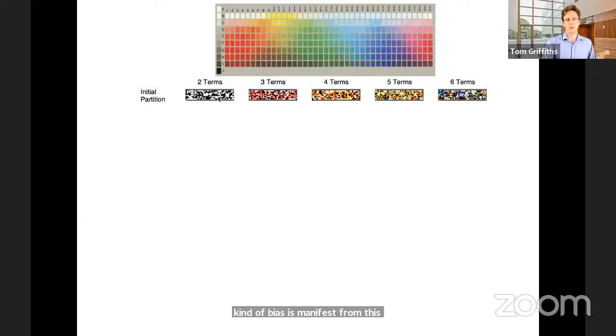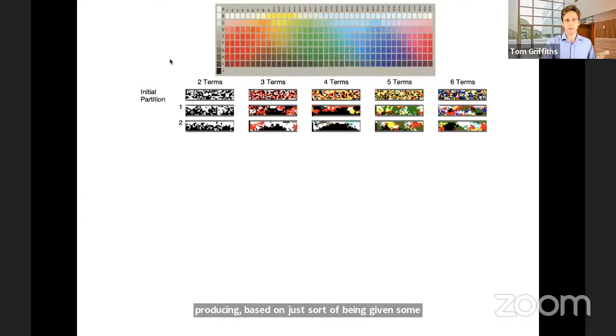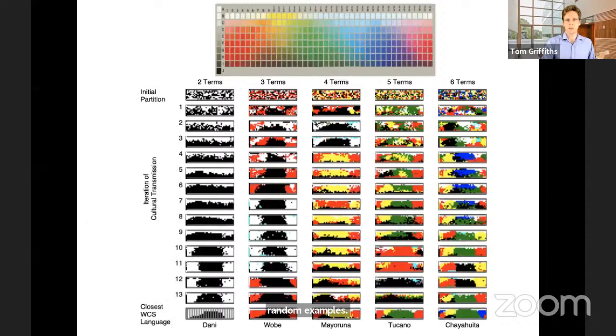We ran this experiment with systems that had 2 terms, 3 terms, 4 terms, 5 terms, and 6 terms to try and match what's in the World Color Survey, which has mostly 3 to 6. There's also some other information about languages that have 2 terms that we could use. We started out with completely random partitions of that space, and then people started to impose structure on it. This is after just 1 generation. You can see a more systematic labeling that people are producing based on being given some random examples. That systematicity increases, and over successive generations, we see certain kinds of patterns.